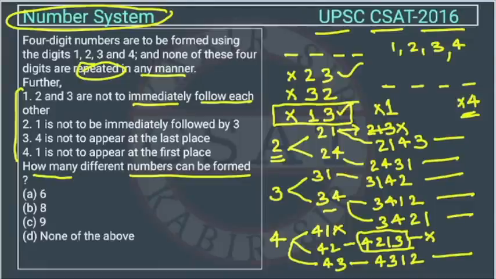So how many numbers we can frame? We can frame total 6 numbers. So the answer of this question will be option A. Okay. So see, these kind of questions you cannot do using any formula. You have to approach the way I am approaching, right? So if you are approaching in this way, you can see we can solve it in 2-3 minutes. Okay.